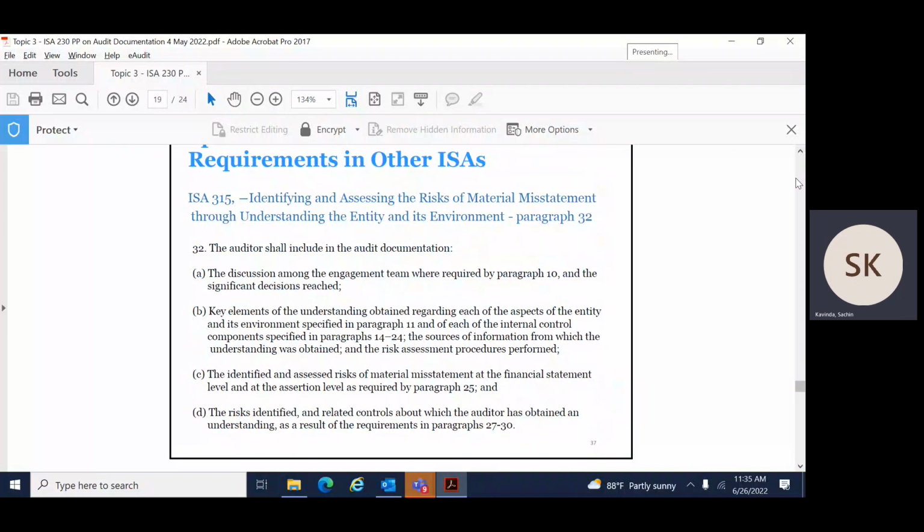Then key elements of the understanding obtained regarding each of the aspects of the entity and its environment specified in paragraph 11 and of each of the internal control components specified in paragraphs 14 to 24, the sources of information from which the understanding was obtained and the risk assessment procedures performed.